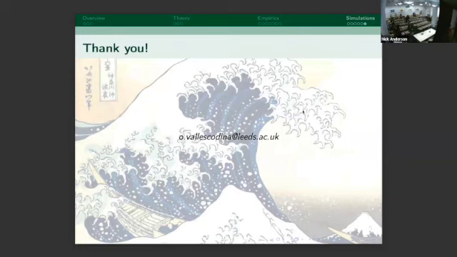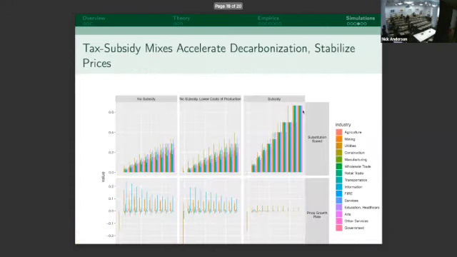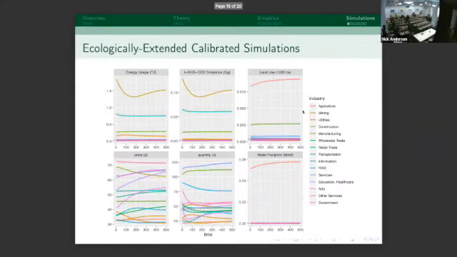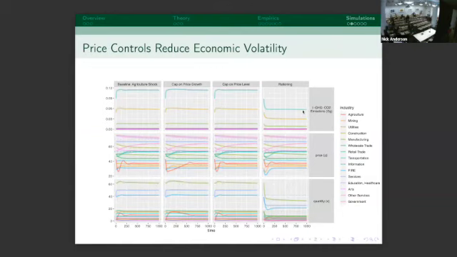Could you go back to the first simulation slide, where you first introduced the policies? So you had rationing on one of them. Yes, there. What is the y-axis of each of these?